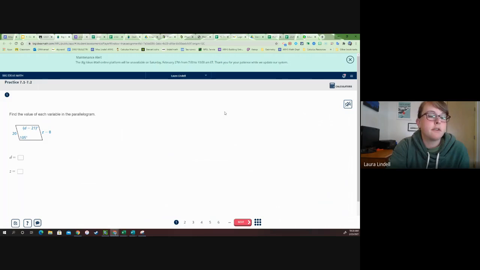So looking at this first one, it says find the value of each variable in the parallelogram. So this is going to be one of our You Try type problems. So go ahead and take a couple minutes, try solving for d and solving for z using the properties of parallelograms. When you think you've got it, type "got it" in the chat, and we'll go over it together.